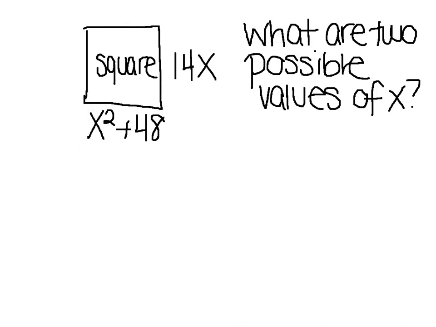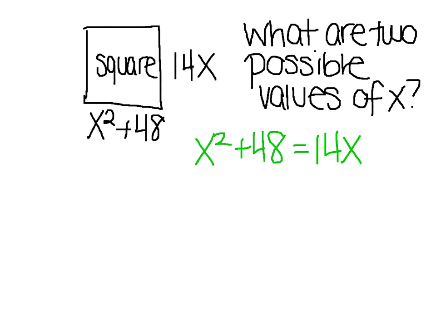Okay, looking at one more problem. This is more of an application question. You're given a square. One side is x squared plus 48, the other side is 14x. And the question's asking for 2 possible values of x. Well, what do we know about a square? Hopefully you're saying, well, a square has 4 equal sides. That means this side is equal to this side, which is equal to this side, which is equal to this side. So we know x squared plus 48 equals 14x.